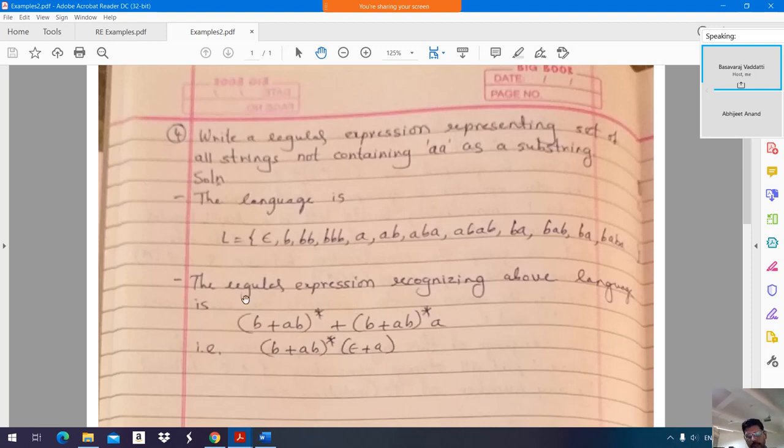Once we observe these two regular sub-expressions, I can take out this (B plus AB) star as a common factor. Then I'll have (epsilon plus A). This is the final regular expression which recognizes the set of strings which avoids occurrence of A together, or which avoids the substring AA occurrence. Let me know, is it acceptable as per your interpretation, or any change here, or do you have any strings which are recognized by this regular expression.